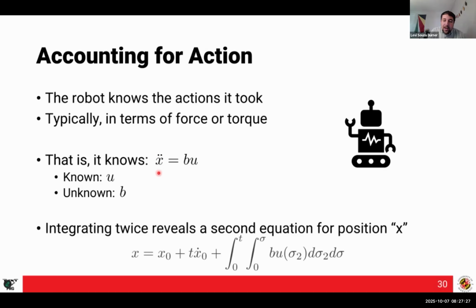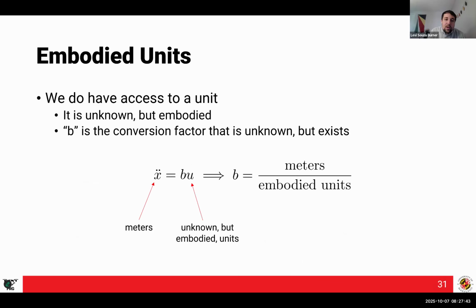Still, if mathematically we analyze this and we say, well, I can double integrate my actions, which are forces, to get where I am in the future, up to the unknown position and unknown initial velocity, we get an equation we can use in our math, which will have some useful properties. The first property is to realize that we do have access to a unit. We just don't know what it is. So let's suppose the acceleration of our robot is in meters per second squared, as is commonly assumed. And we know our input U, and so we just don't know what B is.